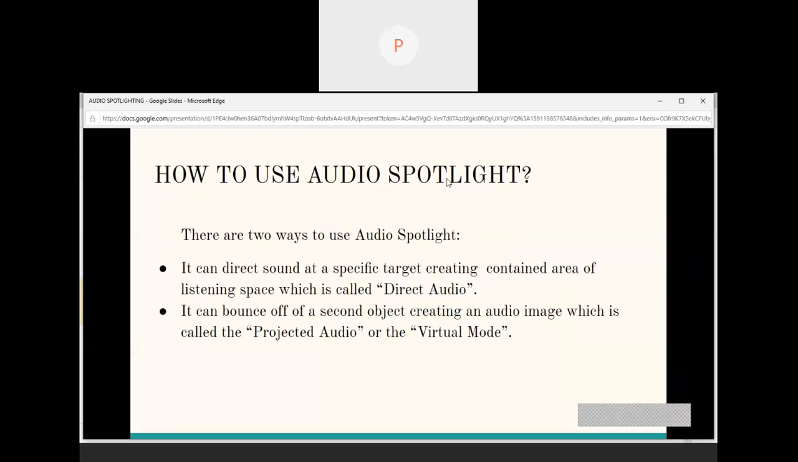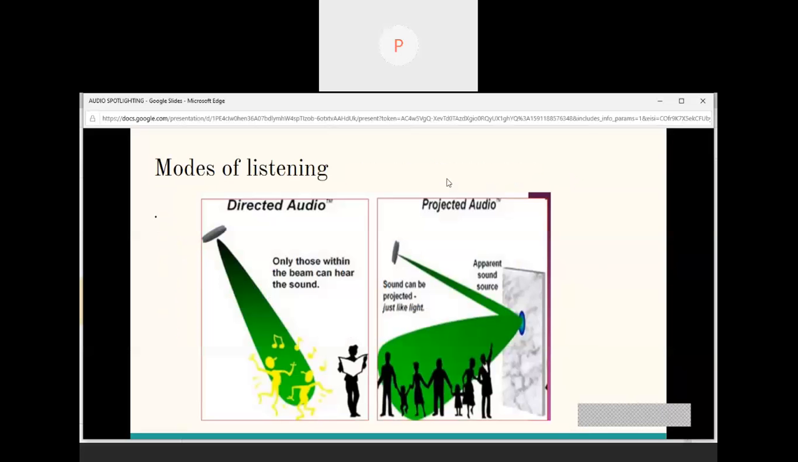Now, this sound reaches the human ear through two different methods. They are the modes of listening. Direct audio can direct sound at a specific target, creating a contained area of listening space, while projected audio can bounce off a sound object, creating an audio image which gives the illusion of a loudspeaker, which the listener perceives as the source of a sound.